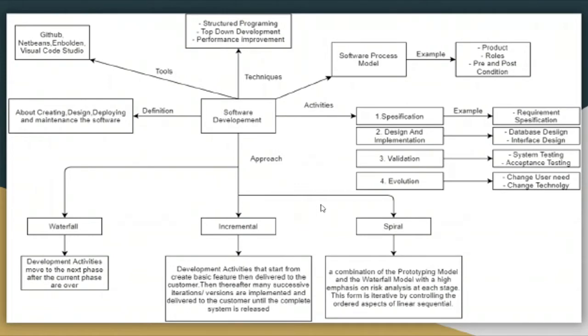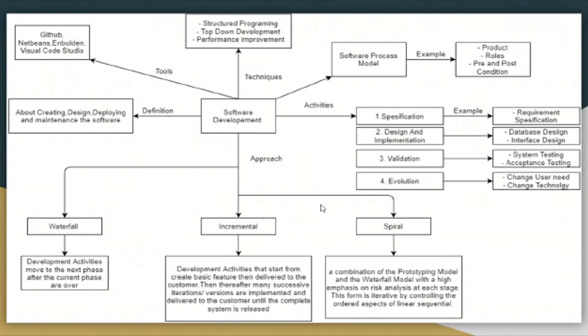Incremental approaches. Development activities start from a great basic feature, which is then delivered to the customer. Thereafter, many successive iterations are implemented and delivered to the customer until the complete system is released, which means it determines user needs and defines the overall architecture but then delivers the system in a series of increments.